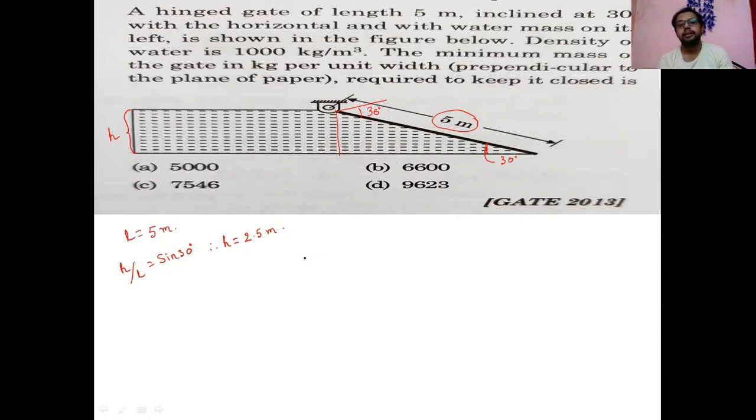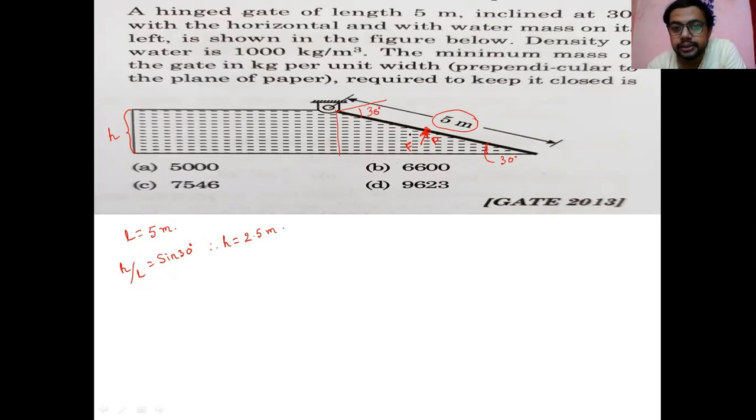Here, what is the demand? You just understand what the problem wants you to do. Because of the water here, some force is acting over the plate. One force is acting at a point. This point is called the center of pressure.